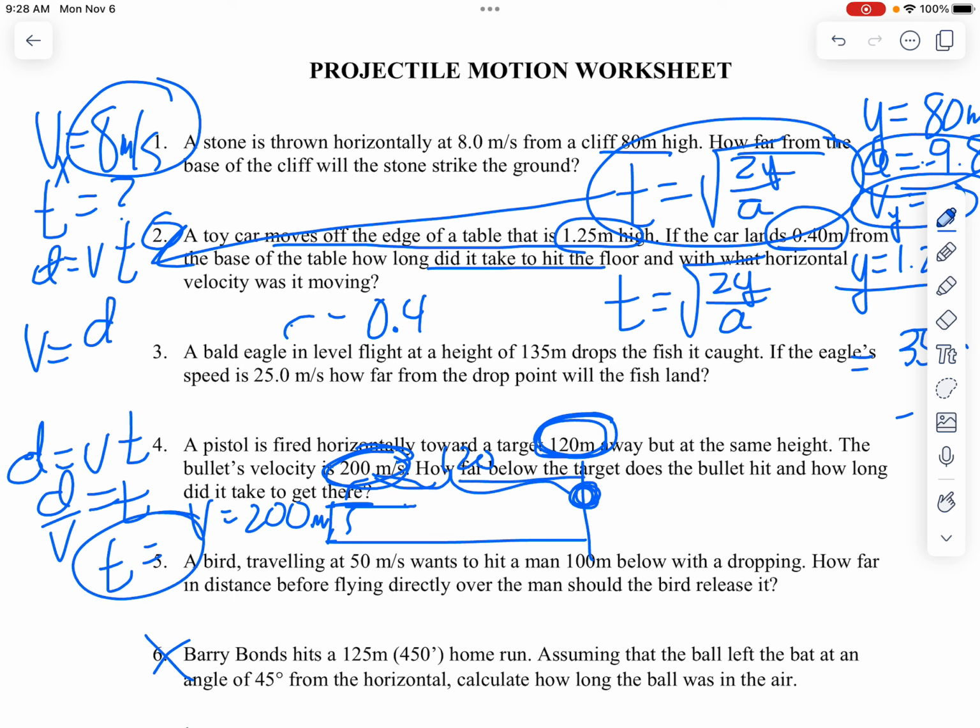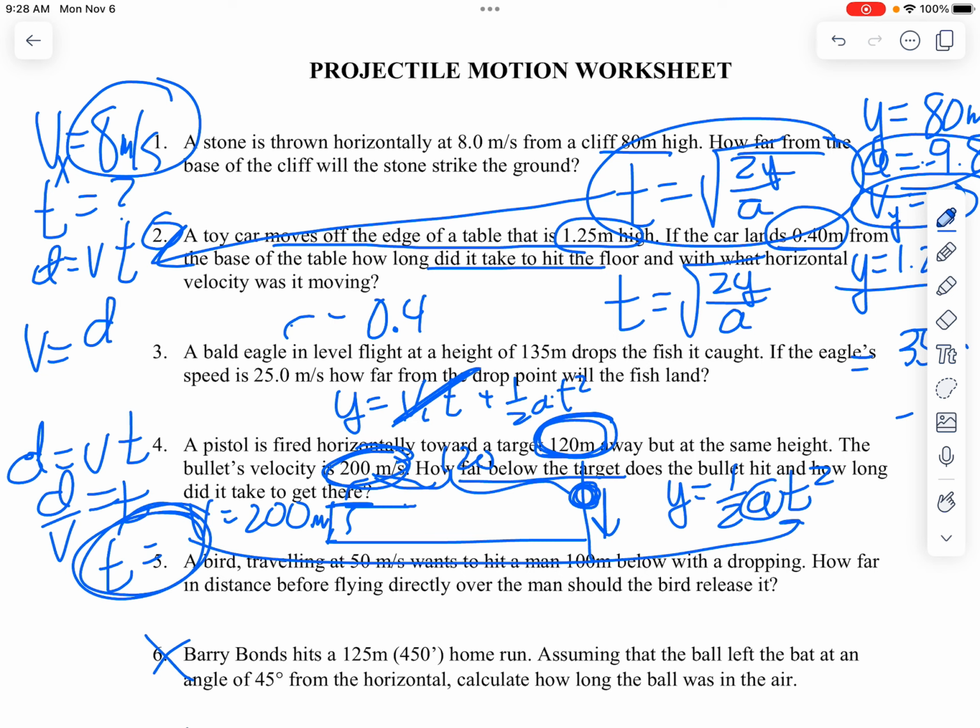And then it says, how far below the target does the bullet hit? This time you're trying to find the y value. What is the height that it drops? To find the y value, you need the equation that says initial velocity times time plus 1/2 at squared. Well, the initial velocity in the vertical direction is 0, so that term is gone. So it's just the 1/2 at squared. You have your time from the horizontal. You're going to use that time along with the acceleration. Don't forget to square the time to find the height that it drops.